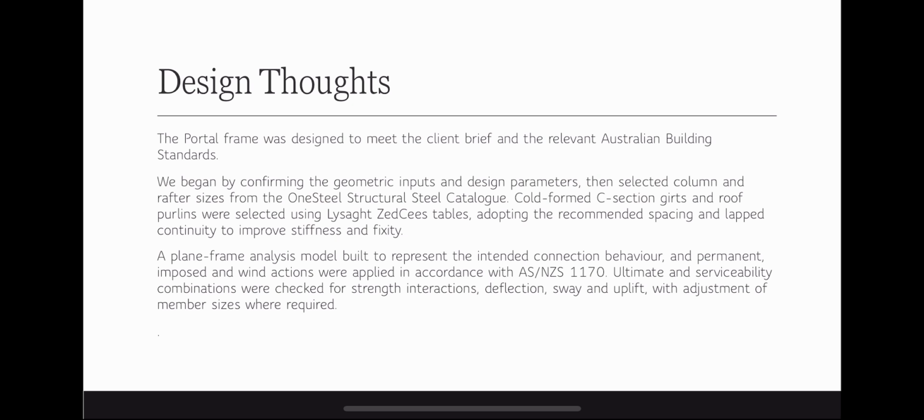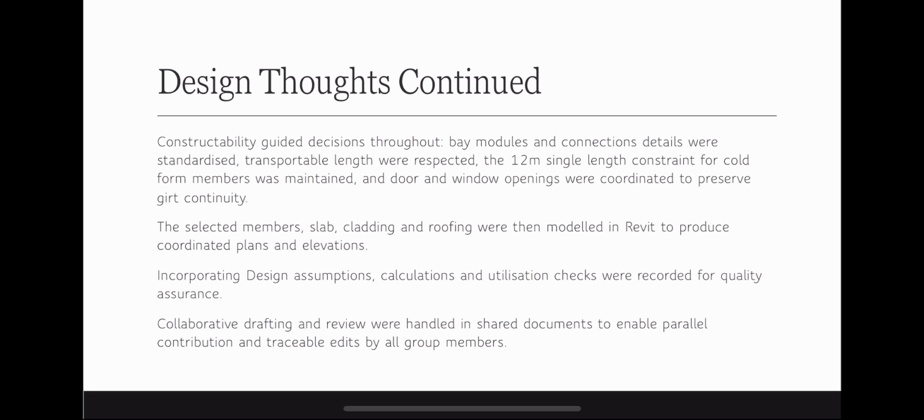Our portal frame was designed to meet the client brief and comply with Australian building standards. We confirmed geometry and design parameters, then selected suitable column and rafter sizes from the OneSteel catalogue. C-sections, girts, and purlins were chosen from Lysaght Z and C tables for stiffness and fixity. A plane frame model was built and tested under Australian/New Zealand Standard AS/NZS 1170 load cases to verify strength and deflection performance. Constructability guided our decisions.